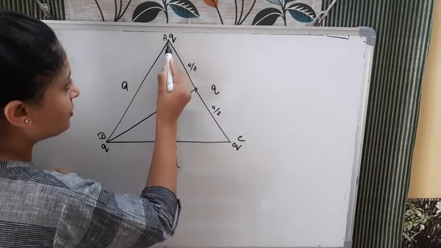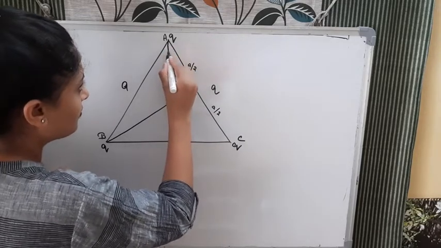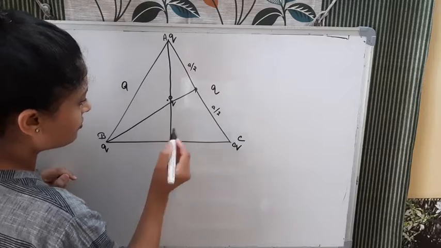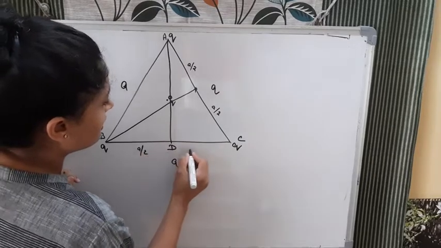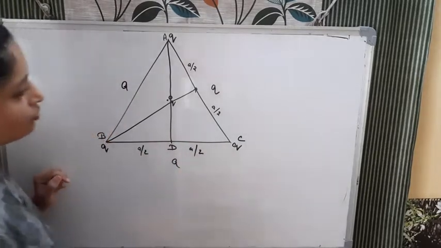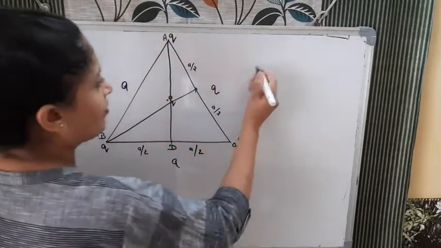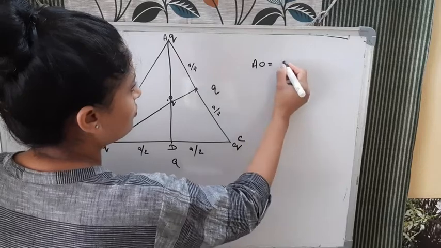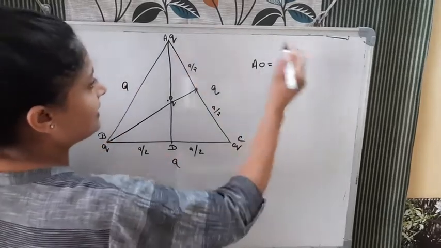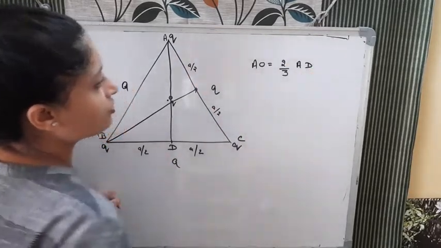In the same way, from here to here we need to put a straight line. So here a by 2, here a by 2. Now one thing that you need to remember: these medians in case of an equilateral triangle, this AO is equal to 2 by 3 of this AD. This thing you need to remember.